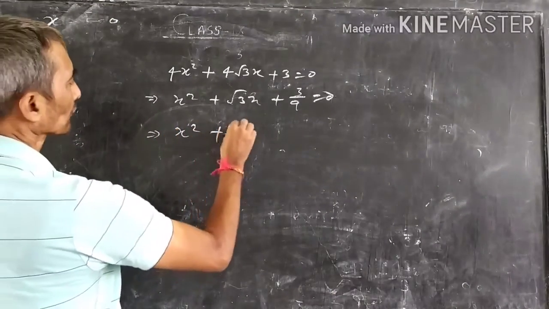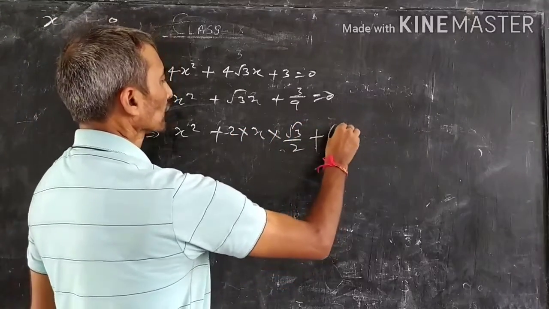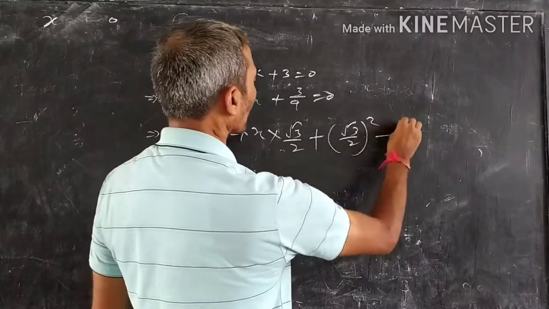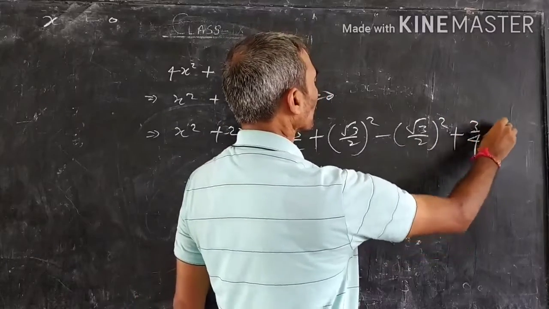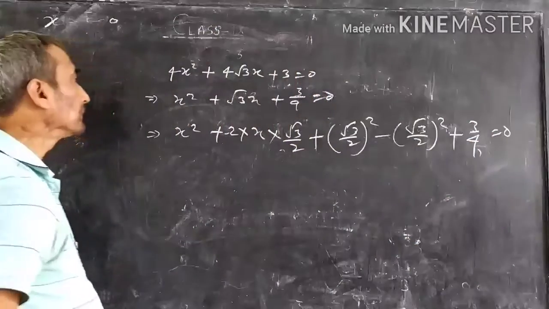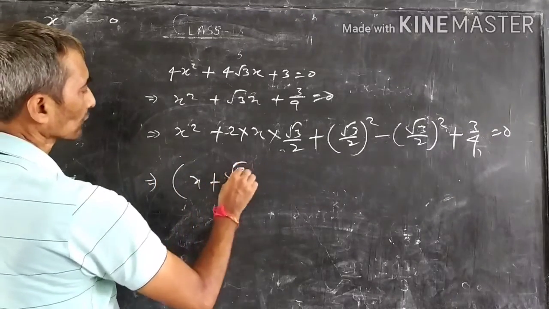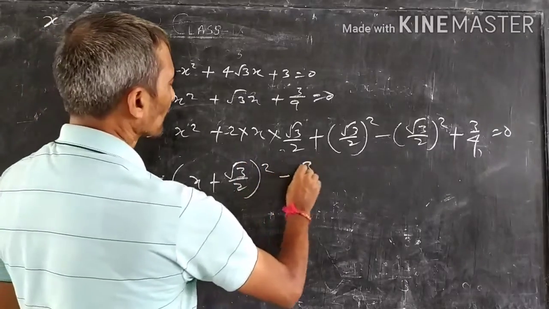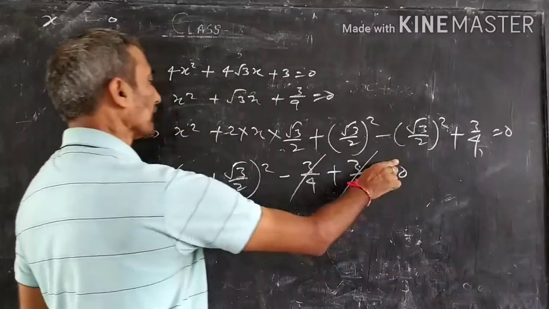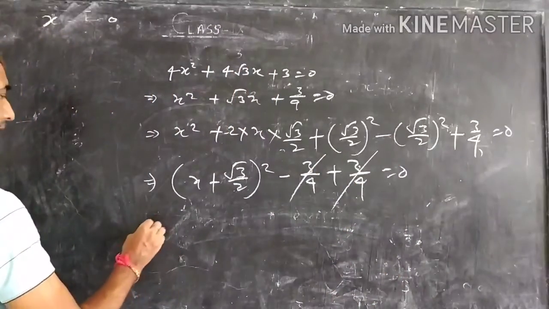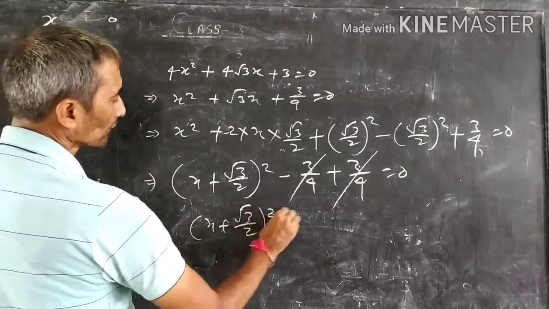x square plus 2 into x into root of 3 by 2 plus root of 3 by 2 square minus root of 3 by 2 square and plus 3 by 4, now this will be equal to 0. This will be equal to x plus root of 3 by 2 square minus 3 by 4 plus 3 by 4 equal to 0. This will be cancelled. Finally your calculation is x plus root of 3 by 2 square equal to 0.